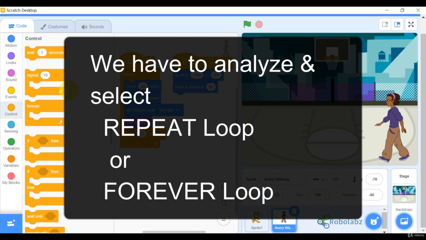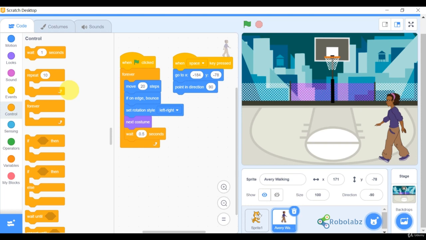So this is the difference. We need to understand these differences ourselves. We have to imagine whether we will need a repeat loop here or a forever loop here. I hope you have enjoyed this lecture and learned something new. You have understood how a repeat and a forever loop work.